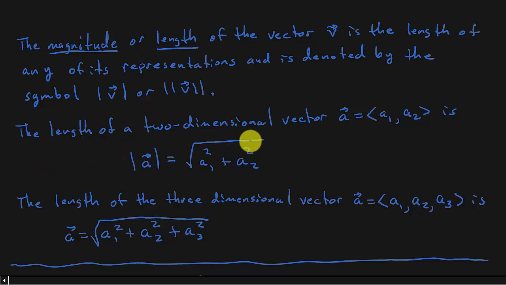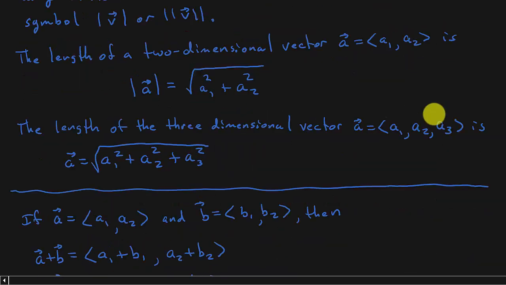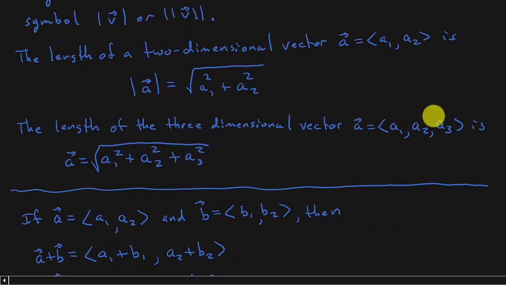So the length of a two-dimensional vector A with components a1, a2 is the square root of a1 squared plus a2 squared. And what is the length of a three-dimensional vector with components a1, a2, and a3? The magnitude of vector A is equal to the square root of a1 squared plus a2 squared plus a3 squared. So that's how we find the magnitude or the length of the vector.